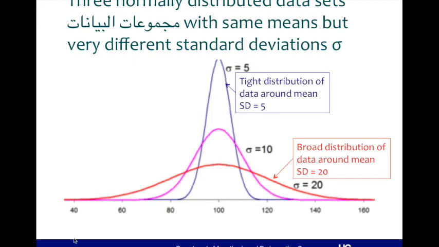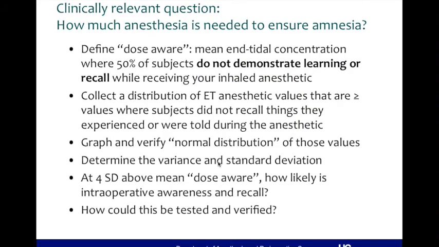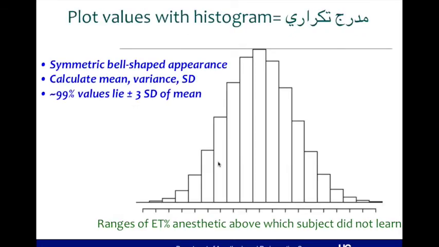And here's a visual of 3 data sets. They all have the same mean, but they have very different standard deviations. And you can see that the dark blue one has a standard deviation of 5. Data are clustered very close to the mean. This orange one here has very broad scatter of data. Both are normally distributed though, and knowing that the data are distributed in such a way is powerful in that the standard deviation is useful.